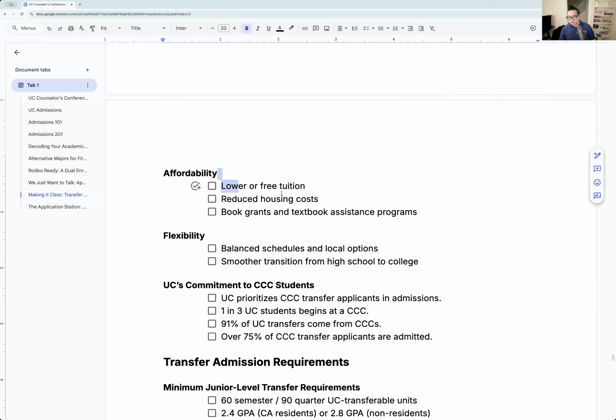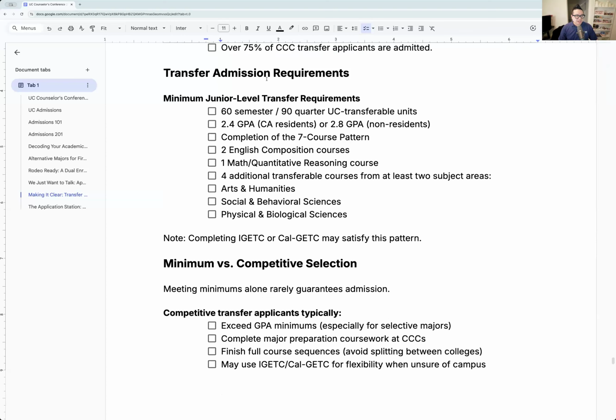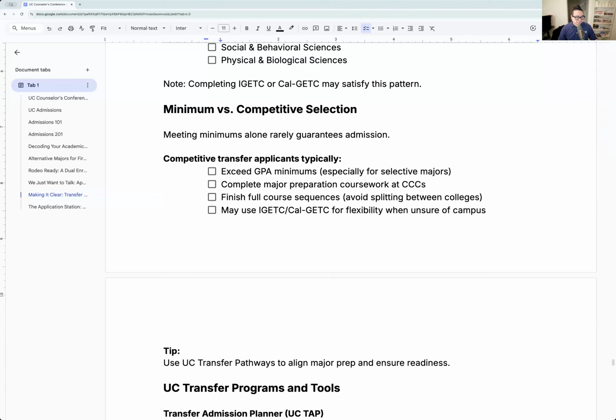It's usually a lot cheaper to go to a community college, and it offers flexibility. Did you know that 1 out of 3 UC students is a community college student? Is that crazy? So crazy. That blew my mind. Blew my mind as well, right? So the UC transfer requirements are basically to get your credits and you're good to go. The minimum GPA is a 2.4 or 2.8 over here.